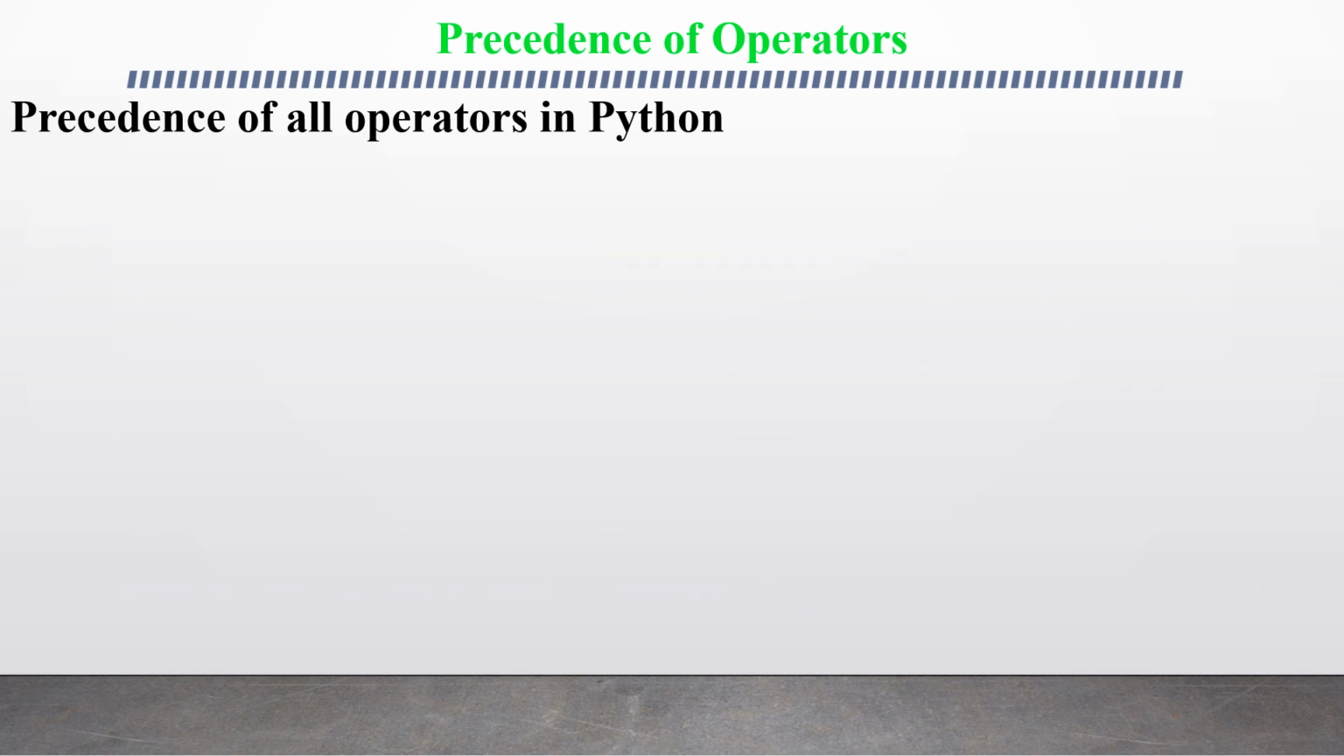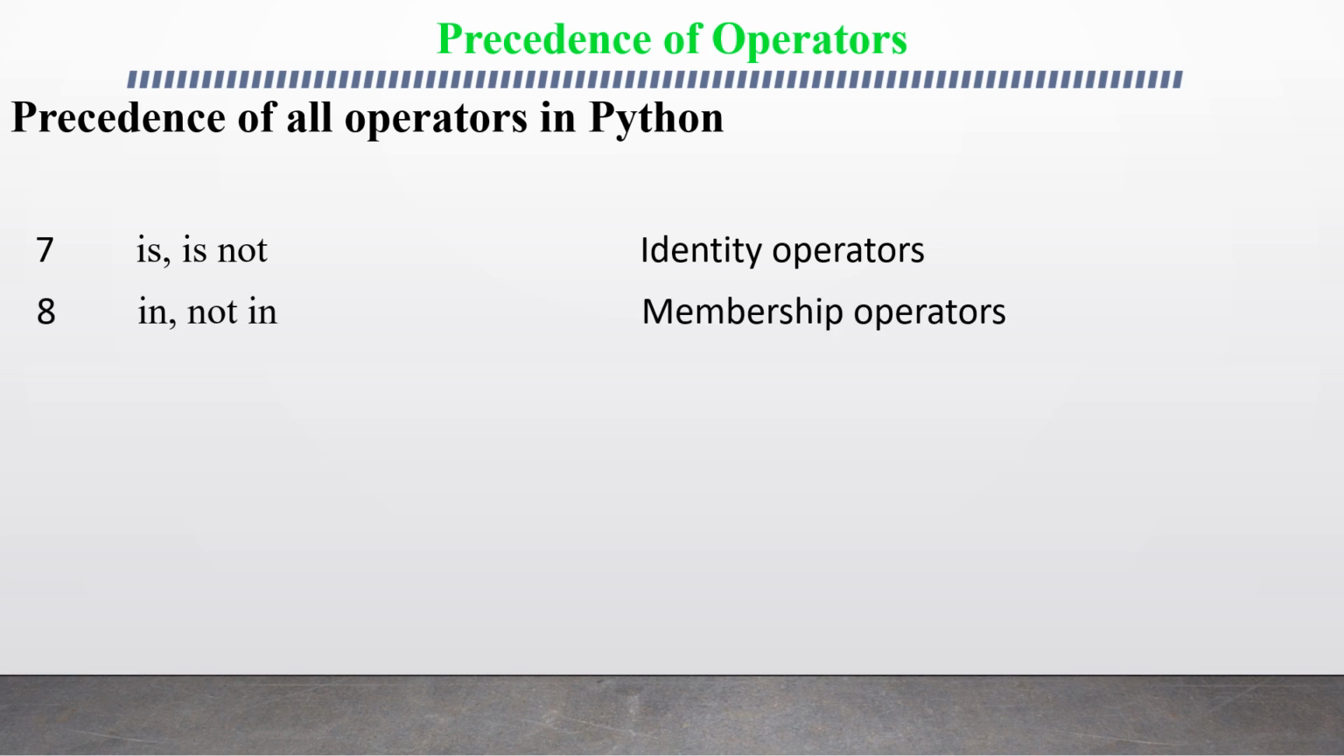The next precedence is for identity operators, is, is not. The next, membership operators, in, not in. The next, logical operators, not, and, or. So this is how the precedence of operators is there in the Python programming language.